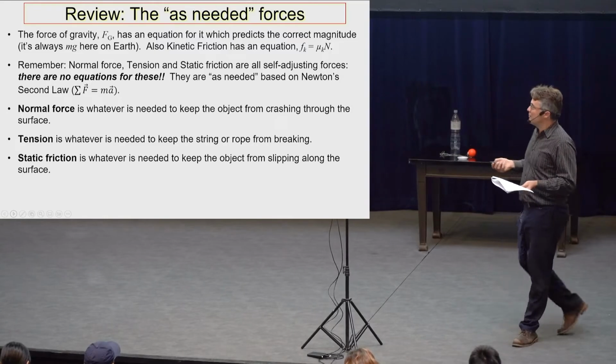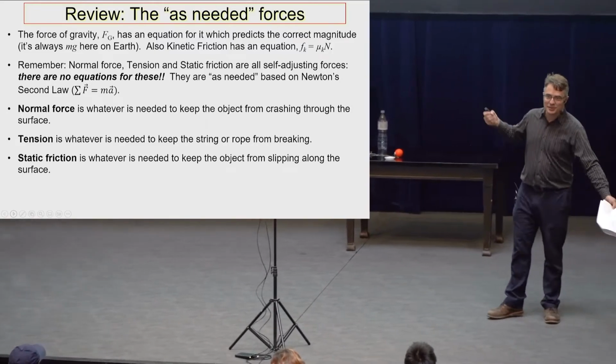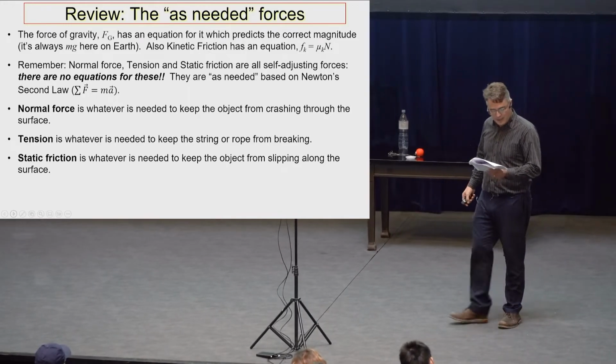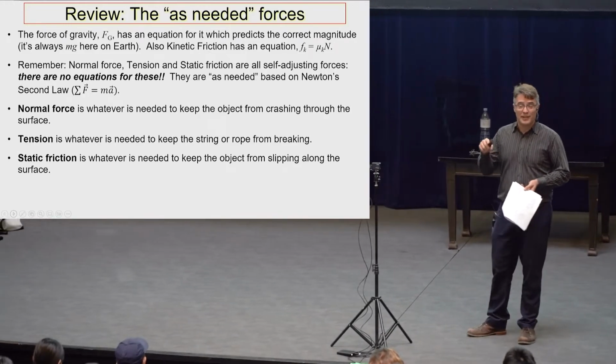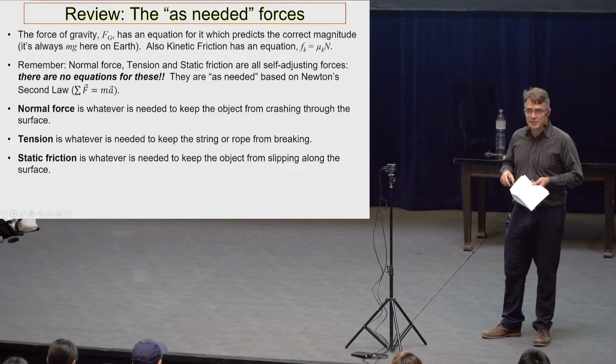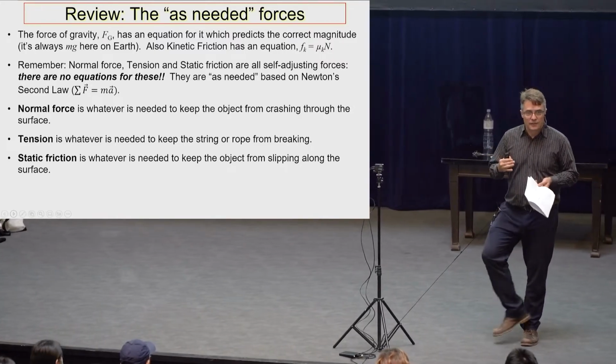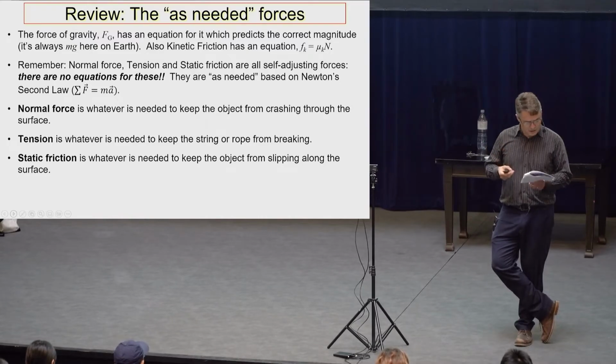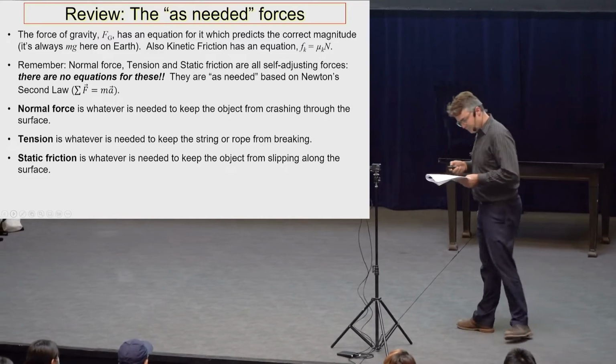And so you can imagine they must have maxima as well. If you pull a string too much, it'll snap. And if you put too much weight on a table, the table will break, right? Static friction has a nice little handy equation that people use for the maximum, but it is very similar to the tension and the normal force in that it just self-adjusts. And you only need it if you need it.